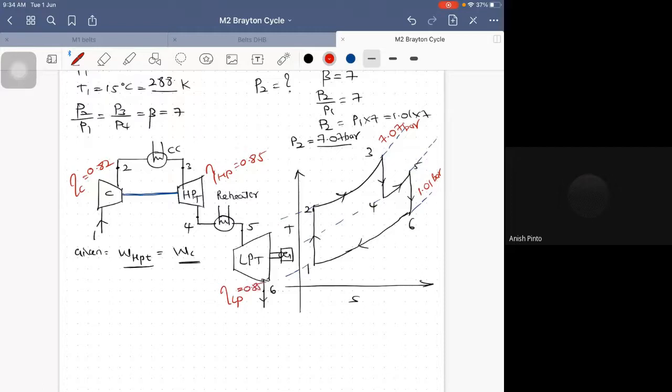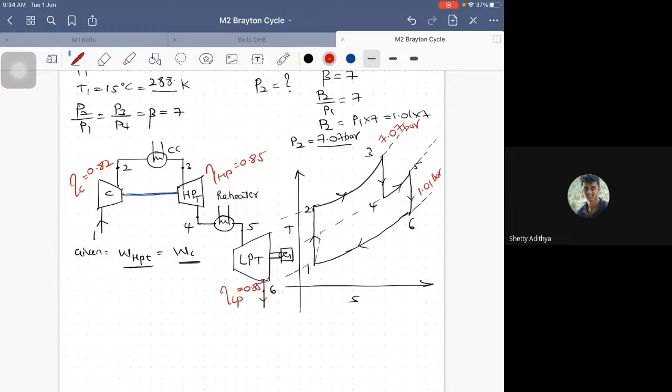Now, guys, you have to tell me what are the necessary changes I should make in my TS diagram so that I would compensate for the efficiency values which are given. 2 dash, 4 dash, and 6 dash. Excellent, Aditya. Very good. Superb. Now, what do I have to do?